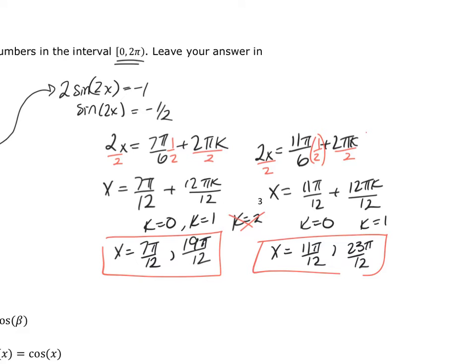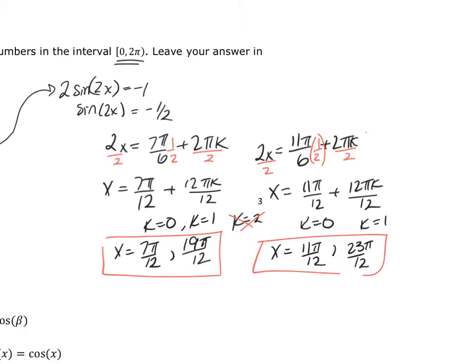Yes? So you said that we only do this whole process because x has a constant or something attached to it, or whatever variable we're using. So if it was just sine of x, we wouldn't have to go through this whole thing. We just find where it equals negative. Absolutely.